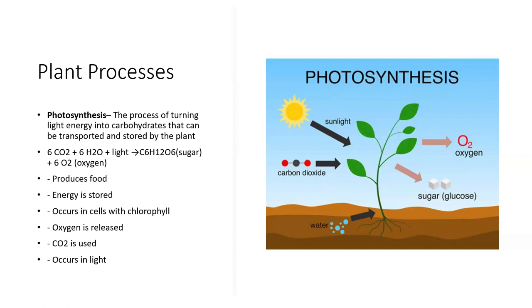All of this occurs in the foliage of a plant. So that's one reason we try to keep plants healthy, so that they will produce more oxygen and more sugars for us. And photosynthesis only occurs in light. This does not occur in darkness, so it has to occur in light.